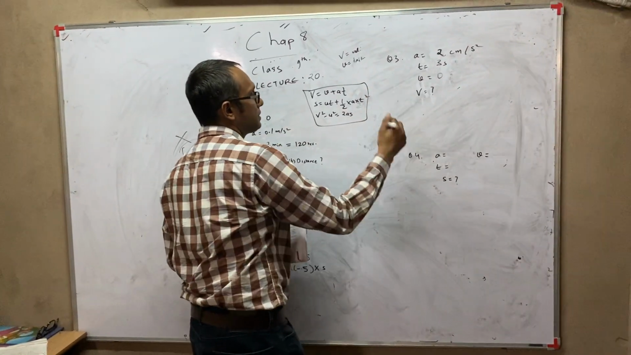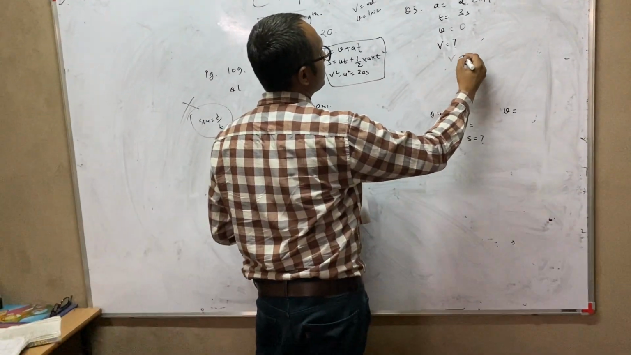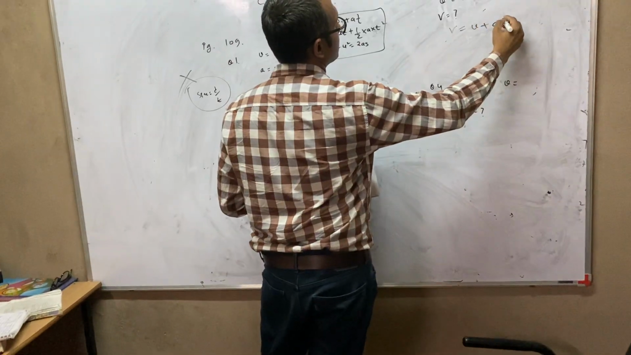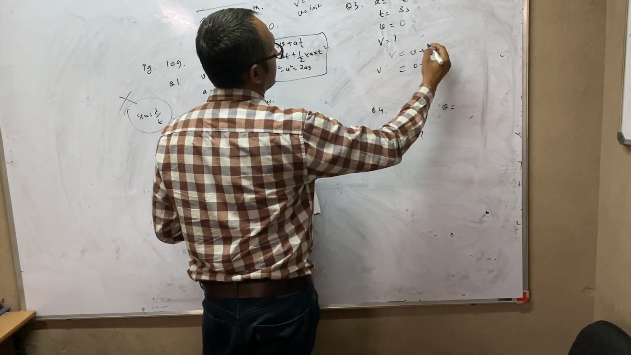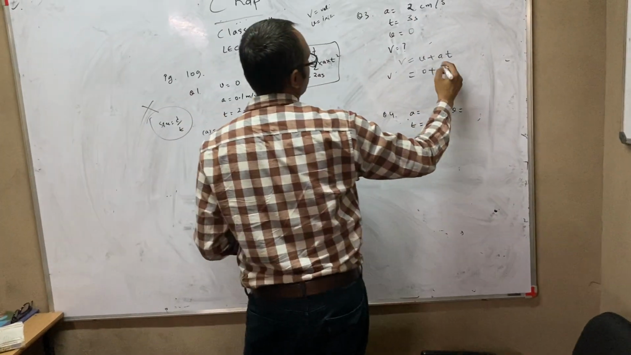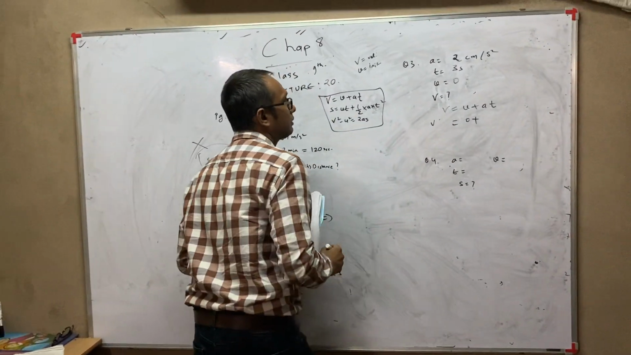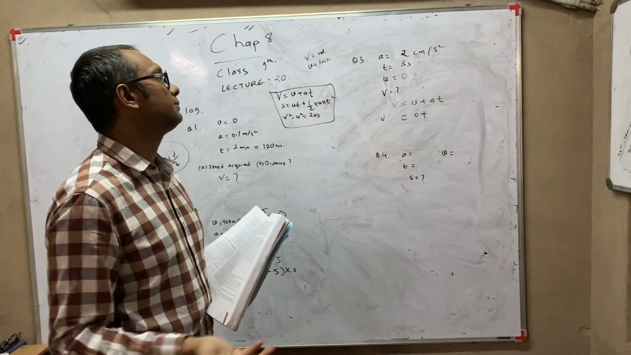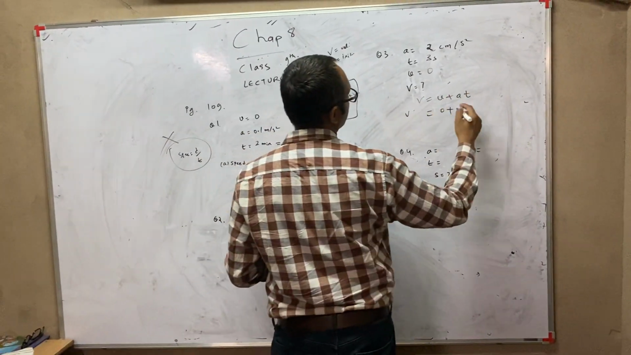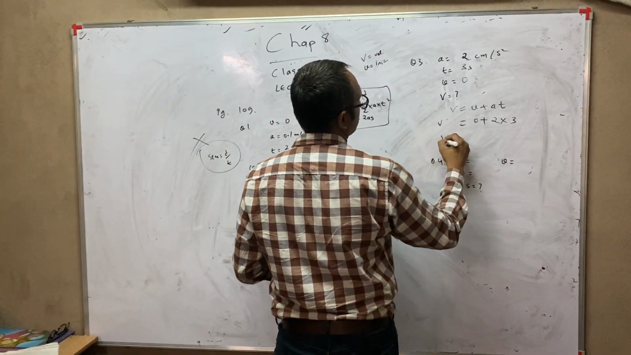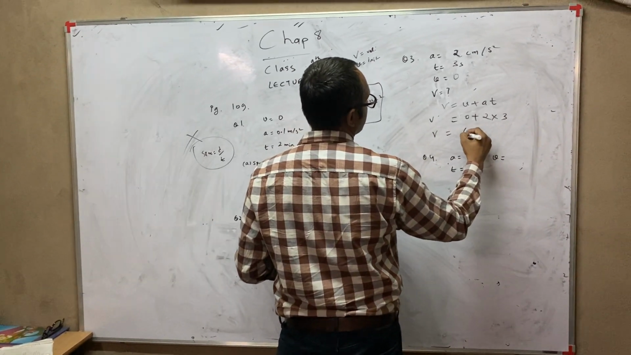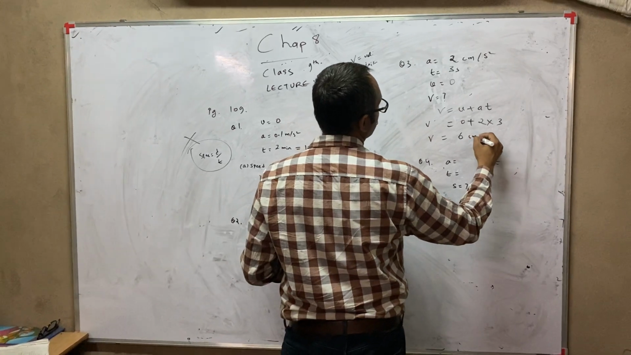U is given, so that means v we have to find out, and v is equal to what? u plus at. u is 0, so 0 plus acceleration 2 centimeter per second square times 3. I am not changing the unit in this, as I told you many times we write it in meter, but in this sum, because time is there in seconds, we can use it like this also. So our answer will be 6 centimeter per second.